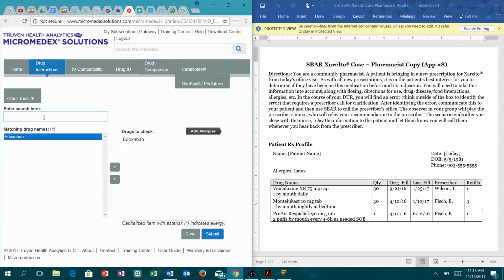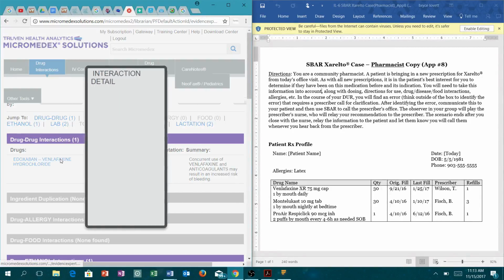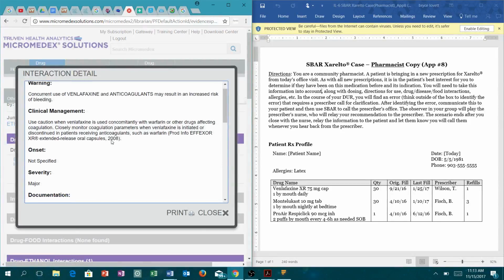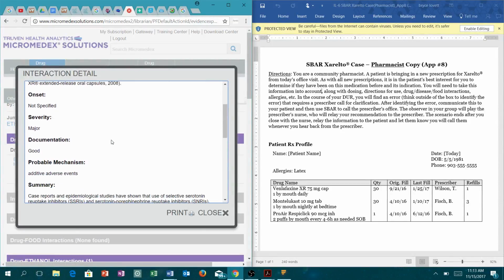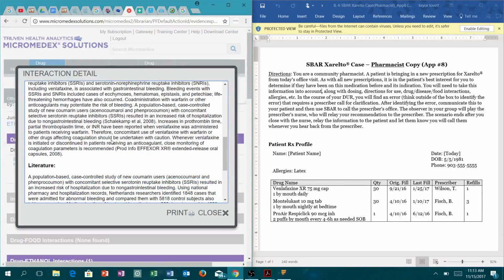We gotta change the venlafaxine. We gotta take away the venlafaxine. So either take it away or it's still going to increase risk of bleeding. Or we can keep it on there and let the doctor know I would really monitor this patient closely. Okay. Yeah, that'll work.